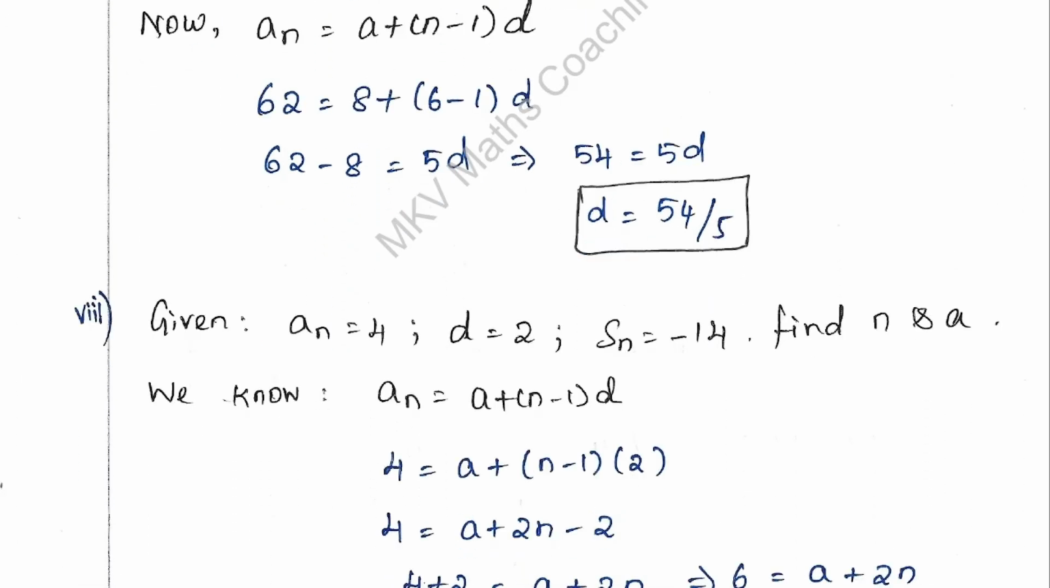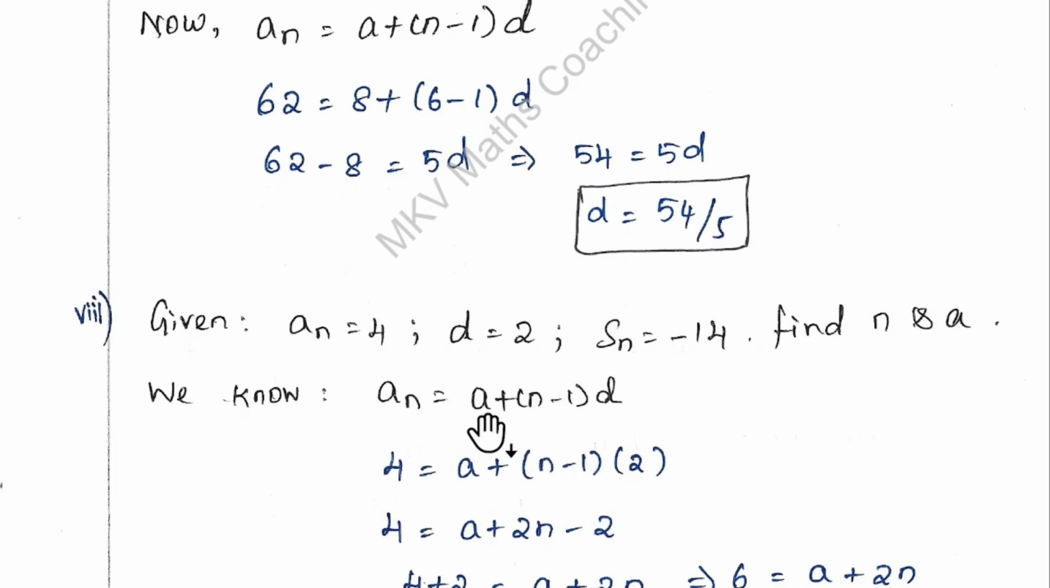And eighth problem, they have given an value, d value, Sn value. a and n is missing. Can you check out all four formulas, students? So a and n are very important for the Sn big formula. And if you take an formula also, we need a and n. Otherwise, we are short of two variables, right? We don't know the values of two variables, a and n, right?